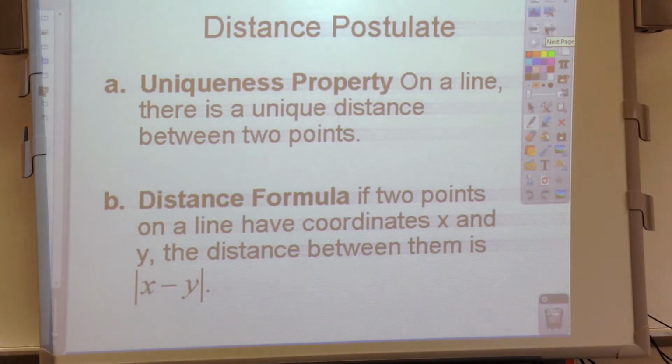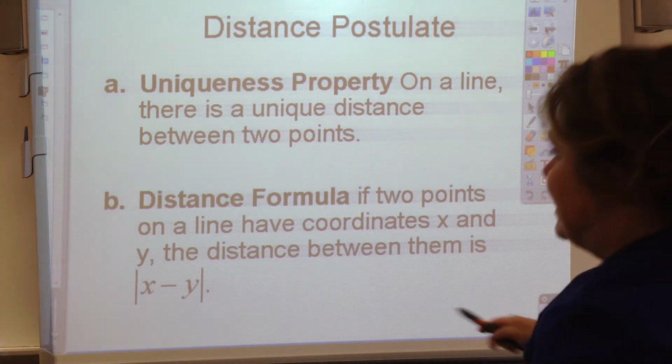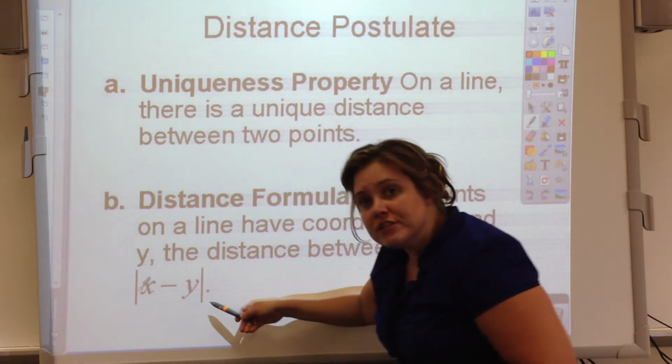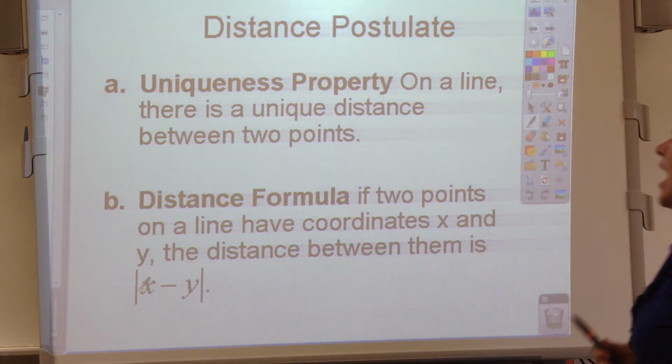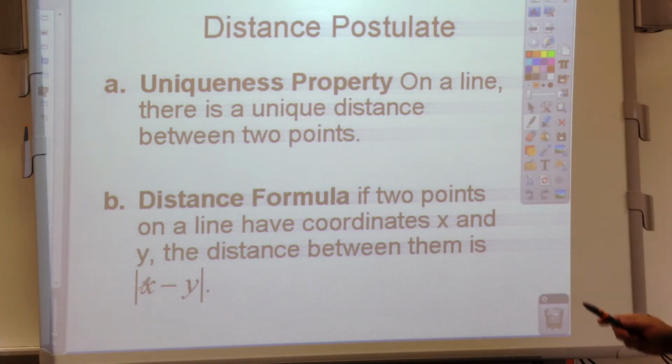Let's talk about the distance postulate. Let's go ahead and write this down. We have a uniqueness property on a line. There is a unique distance between two points. That means if I look at two points and I find their distance, I need to find the exact same distance every single time. The distance formula is simply the absolute value of their difference. I'm going to subtract their endpoints and then take the absolute value of that.